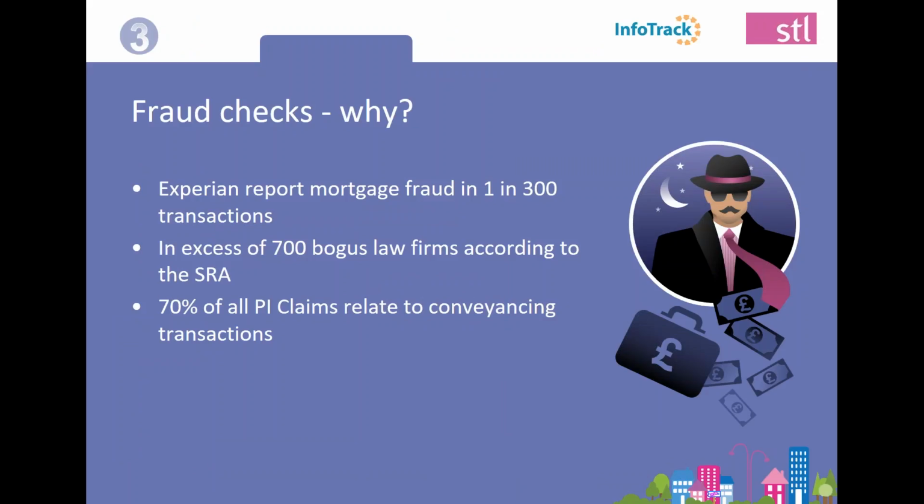So why do we need a fraud check at this point? So you can see some stats there. 1 in 300 transactions experience mortgage fraud. The SRA think there's over 700 bogus law firms now, and 70% of all PI claims relate to conveyancing transactions. So huge figures there.